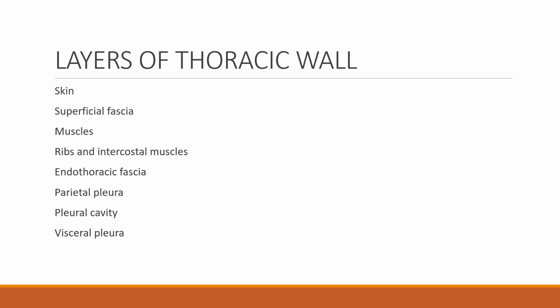Okay, we have layers of thoracic wall. This one comes in when we are doing an incision around the thorax. You go through the skin first as the superficial layer, then you go to superficial fascia, the muscles, ribs, endothoracic fascia, parietal pleura, pleural cavity, and visceral pleura.